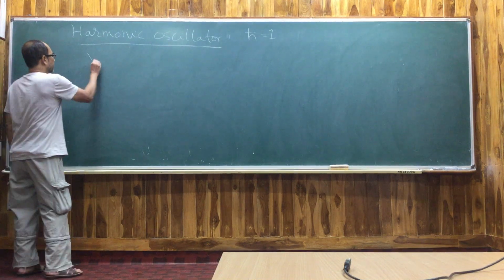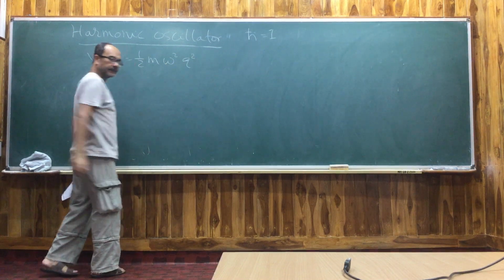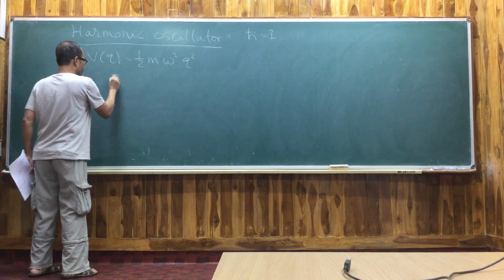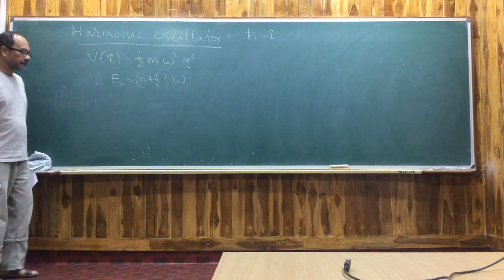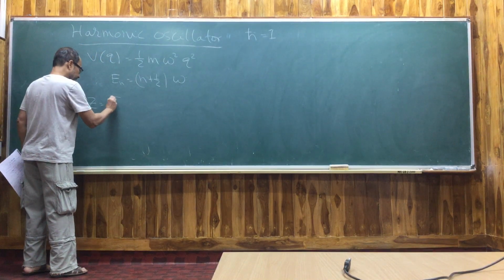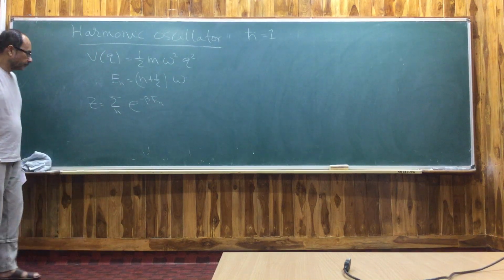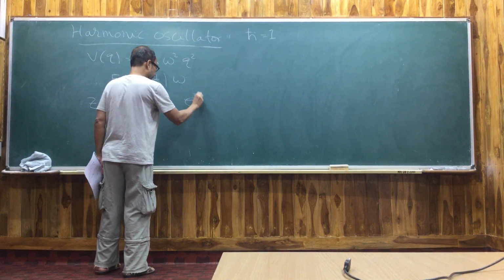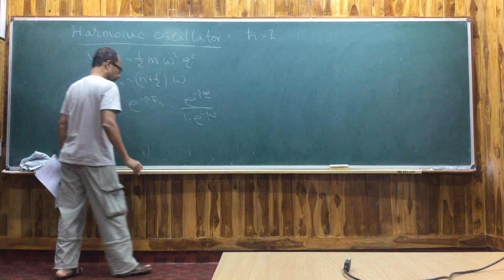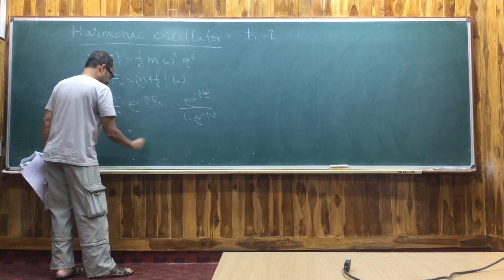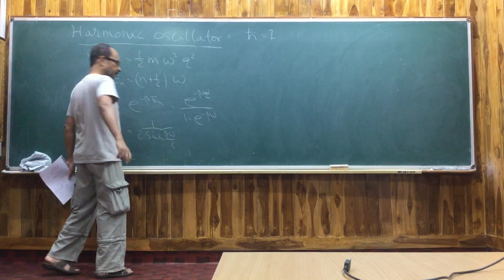Okay, so here V of q is half m omega squared q squared. The energy levels are of course well known, (n plus half) omega, and the partition function, which is the sum over n of e to the minus beta E_n, is very easy to evaluate. It's e to the power minus beta omega by 2 over 1 minus e to the minus beta omega, which you can also write as 1 over 2 sinh of beta omega by 2.